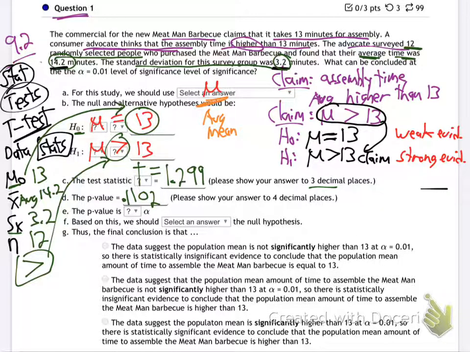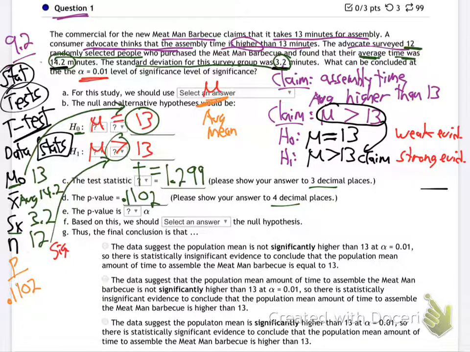0.1102 to 4 decimal places. All right, so now we have to try to make a conclusion. Remember what we always do here. We have to compare the p-value, which is 0.1102, with the significance level. Where's that? There it is, 0.01.